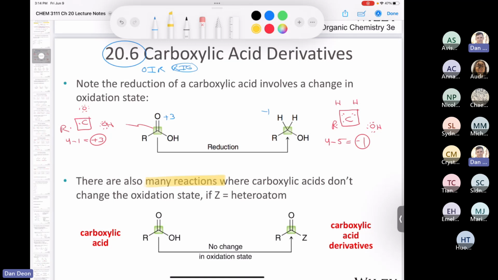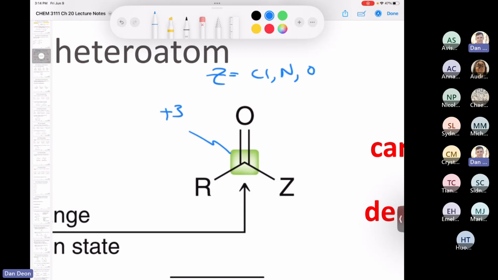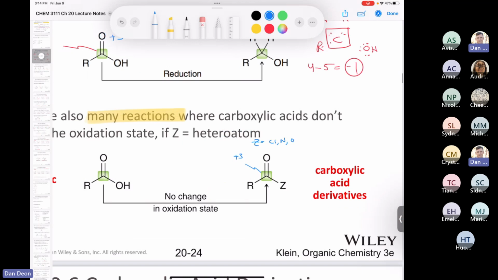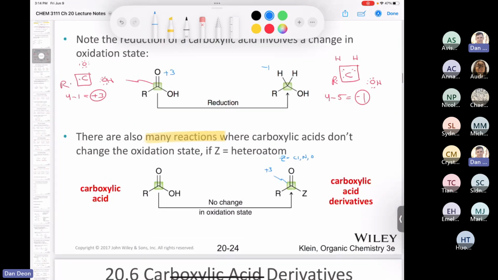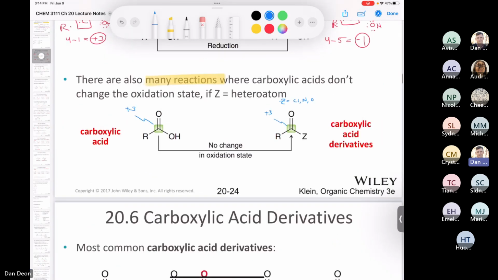In fact, if you have a carbon that has 3 bonds to atoms that are more electronegative than carbon, it's going to have an oxidation state of +3, okay? So when is it going to be +3? It's when Z is equal to either chlorine or nitrogen or oxygen, right? It's always going to have a +3 oxidation state in those cases. And of course, it was +3 in our carboxylic acid. So there's no change in oxidation state here.